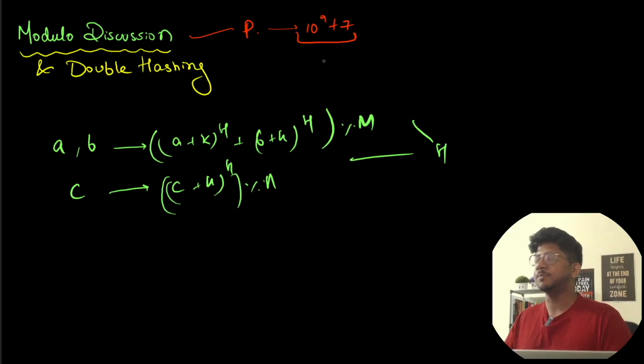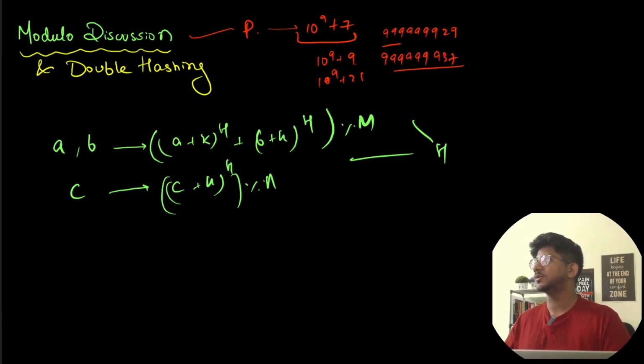Instead, if you want to use some prime numbers, I would generally suggest 10 to the power 9 plus 9, which is a prime number. 10 to the power 9 plus 21 is also a prime number. What I generally try to use is 999,999,929 and then 999,999,937. These are also prime numbers. Just check it once before you use it, but I'm pretty sure they are. So I generally use these two prime numbers, and that should be good enough. You can use any of these prime numbers over here. Don't try to use just one.